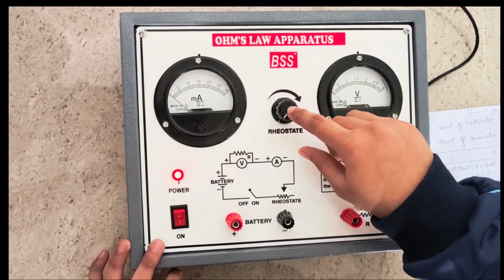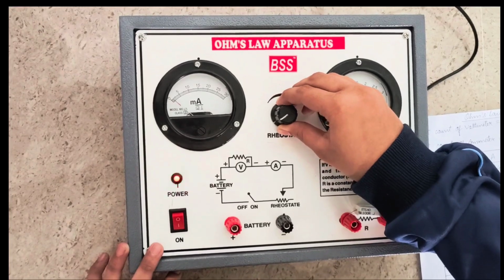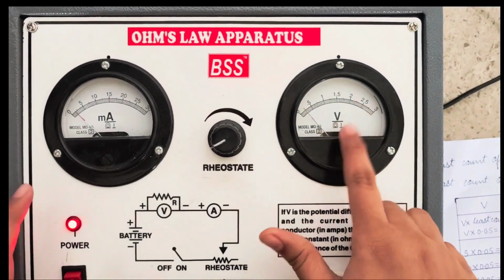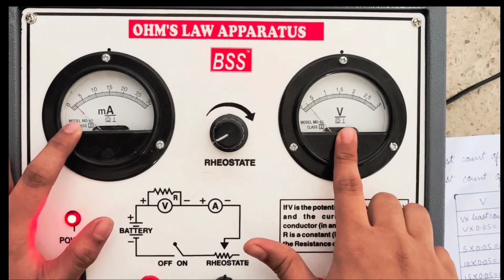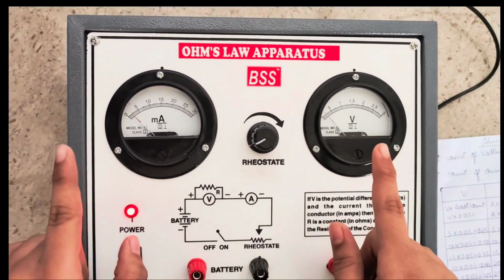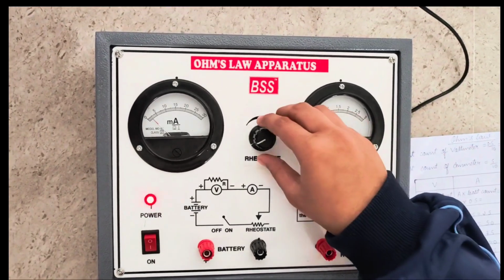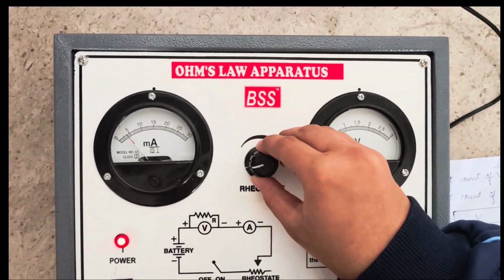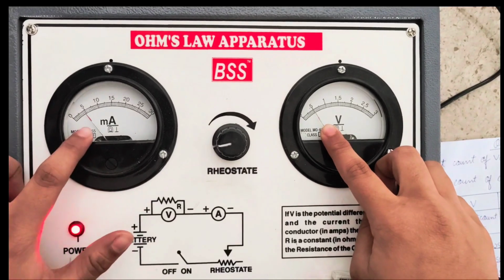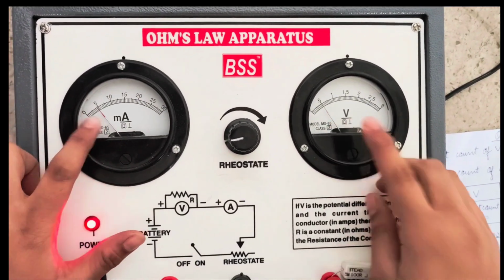Now with the help of this rheostat, we will increase 5 divisions of this voltmeter. So you can see that here in the ammeter section, 5 divisions are also increased, which means that both are going in a similar line. So we will again increase 5 divisions. So you can see that it is also increased by 5 divisions.